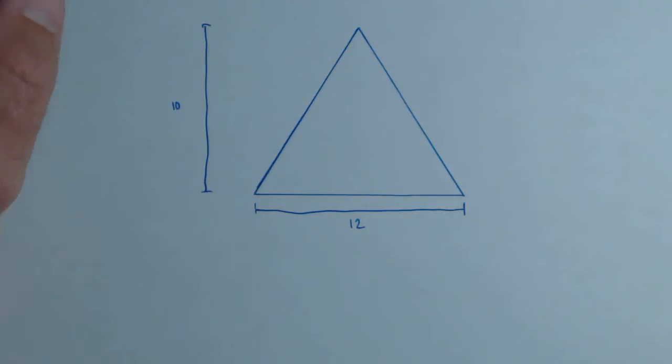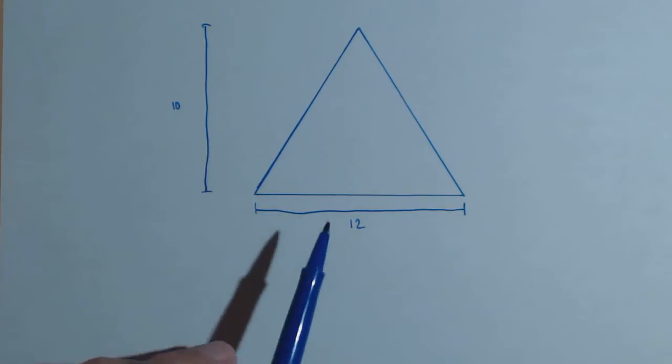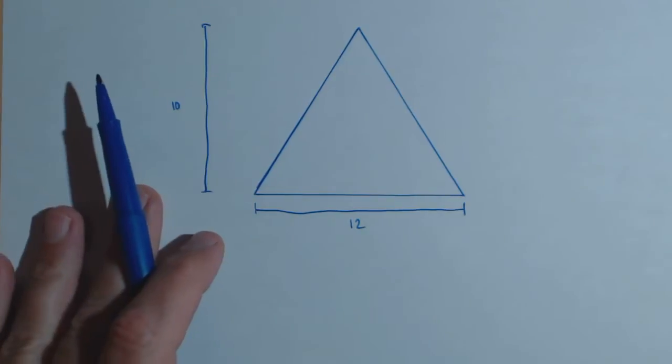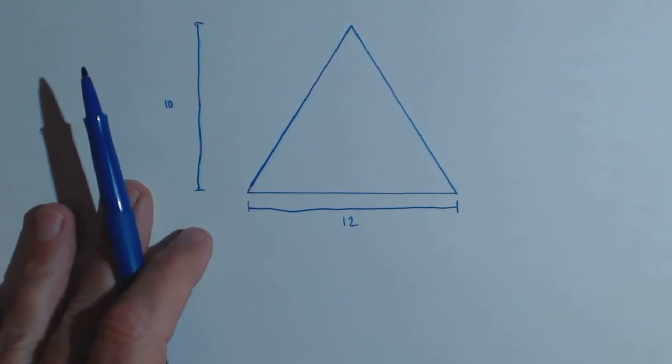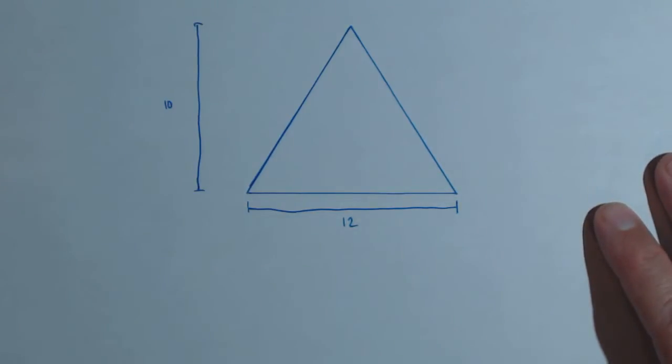In this video, we're going to discuss using slicing and definite integrals in order to calculate the area of a triangle. So I've got a triangle here with a base of 12 and a height of 10. Now we already know the area of this. 1/2 base times height would give us 60, so we already know the answer. The point of this video is to introduce the idea of slicing and see where it can take us.